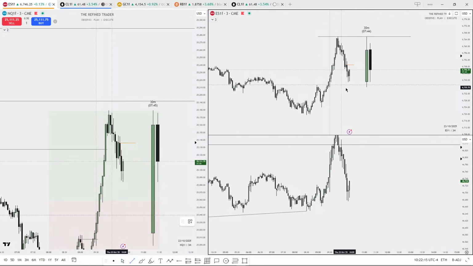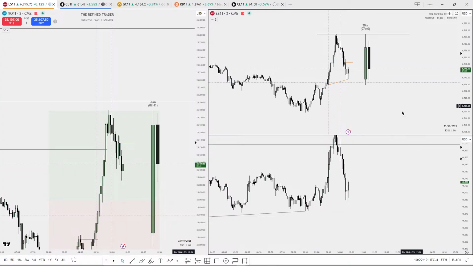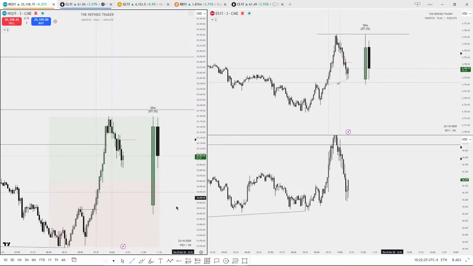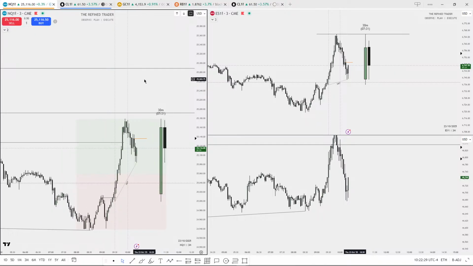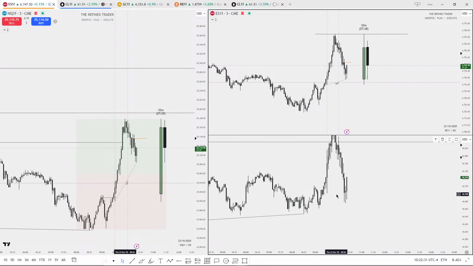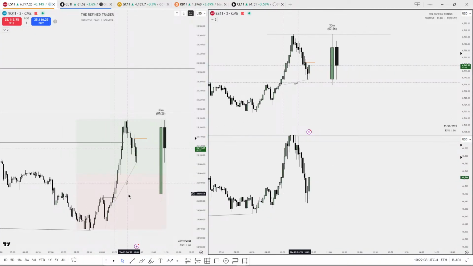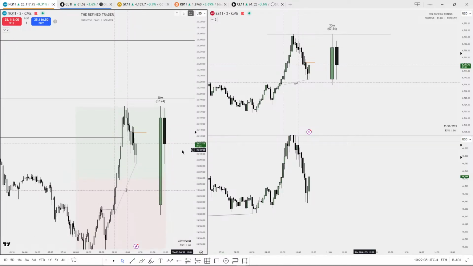We have SMT from that low to that low. We got SMT right there. We got an SMT from that 930 low, which is this one. 930. So right here we got SMT. And let's see if this SMT is gonna do something.